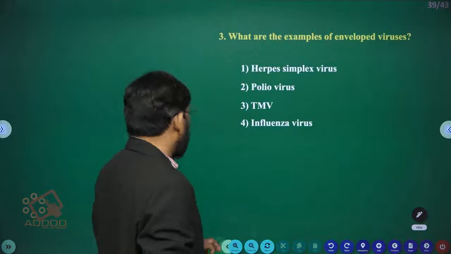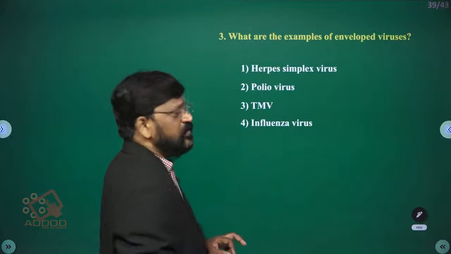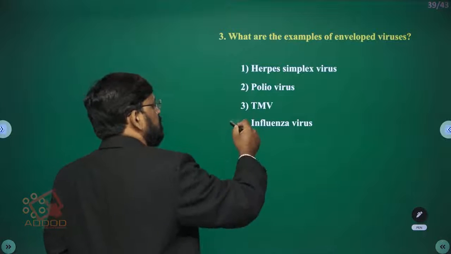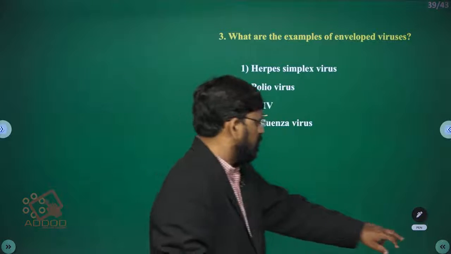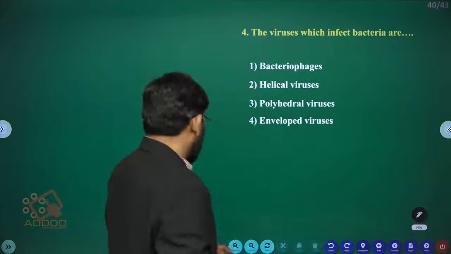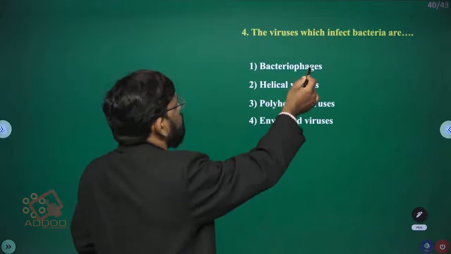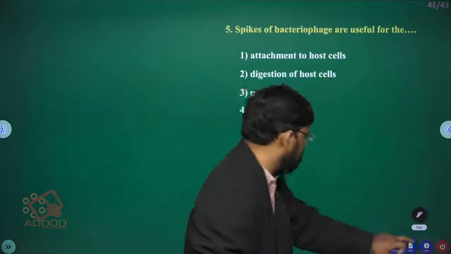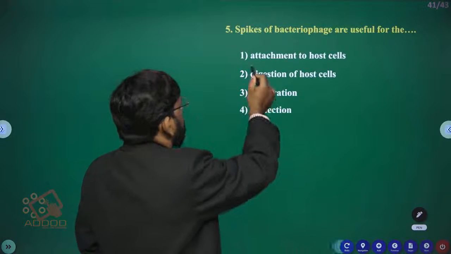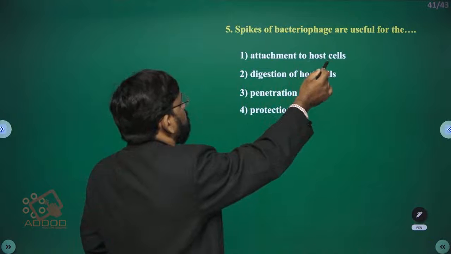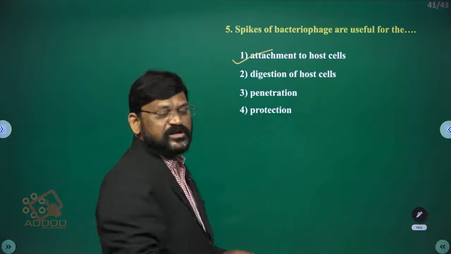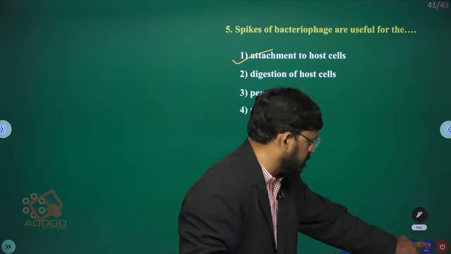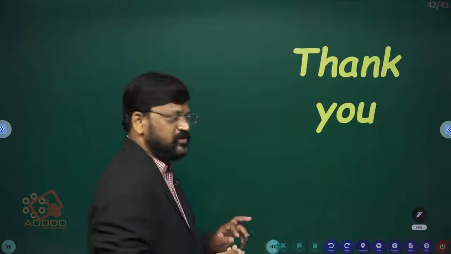Next, what are examples of enveloped viruses? Generally, enveloped viruses are the influenza virus. They have envelopes. Next, viruses which infect bacteria are called bacteriophages. Next, spikes of bacteriophages are useful for what purpose? For attachment to the host cell. We have seen that they are present in HIV, and even the coronavirus has them.